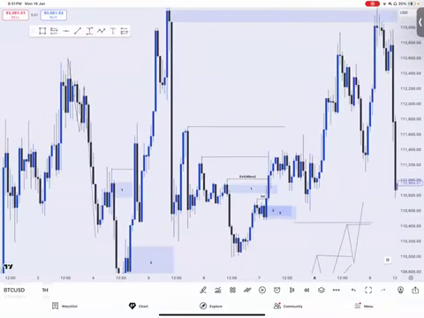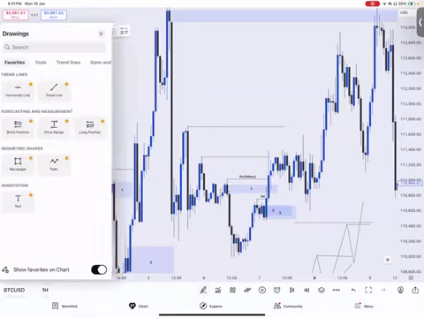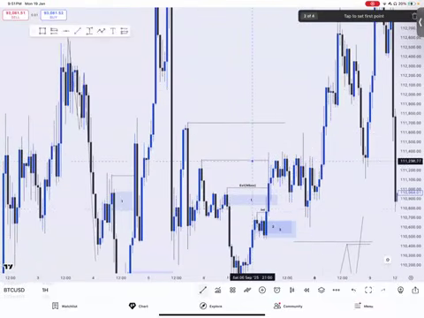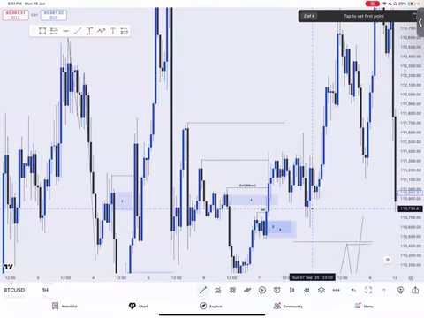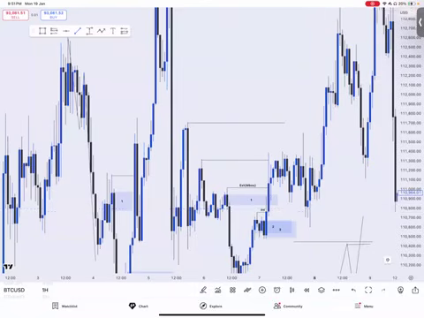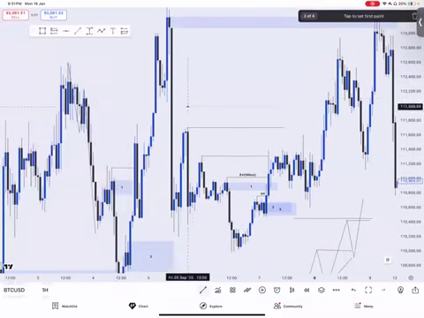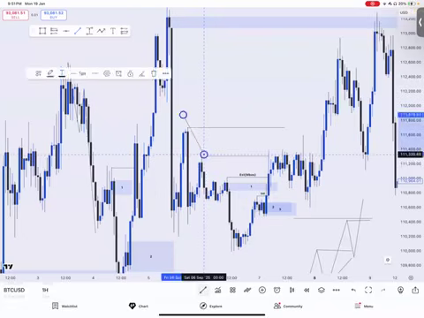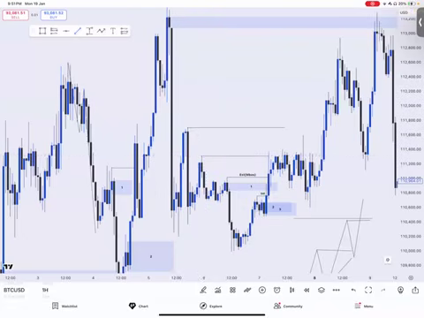So now, another one is this, more continuation entries. Because we're looking for continuations, we have to focus on what? An internal zone and external zone getting broken. So the external zones we have is this one. It's another external zone because this is the high that was made when price was what? Selling down. So this is what? Another external zone here.